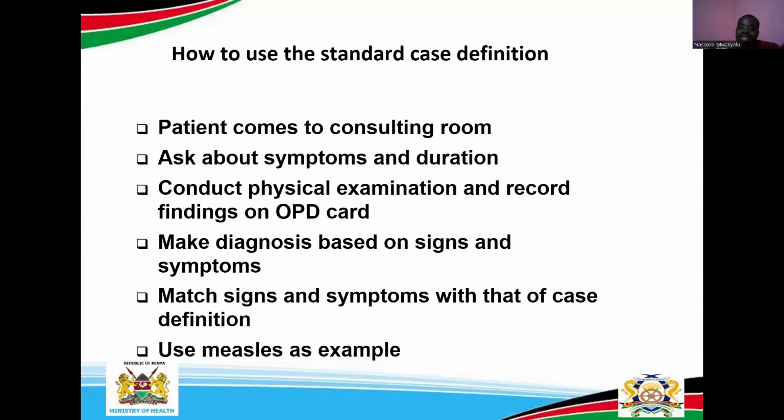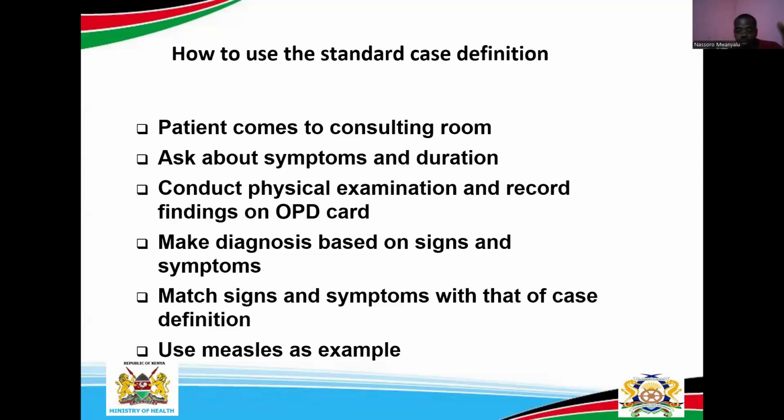So how do you use the standard case definition as a healthcare worker? As I've said earlier, we have the IDSR technical guide, which has case definitions for the 48 priority diseases in Kenya. In each case definition, this is what you need to do. When you see a patient who comes into the consultation room, you need to ask about symptoms and duration of the disease they are reporting. Then you conduct a physical examination, record findings on OPD cards, make a diagnosis based on signs and symptoms, and match the signs and symptoms with those of the case definition.